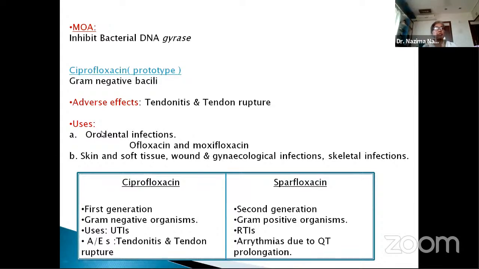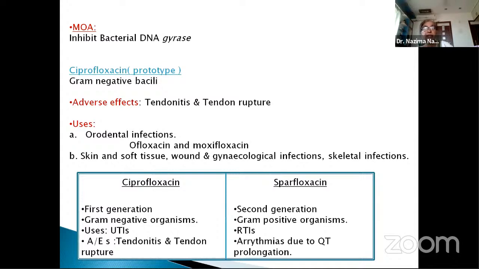Coming to the uses of ciprofloxacin, it is used in orodental infections, but in orodental infections, instead of ciprofloxacin, we prefer ofloxacin and moxifloxacin, which are more effective on the organisms present in the oral cavity. Again, these drugs are useful in other infections like skin and soft tissue infections, wound infections, gynecological infections, and skeletal infections. So these are the multiple uses of the fluoroquinolones.